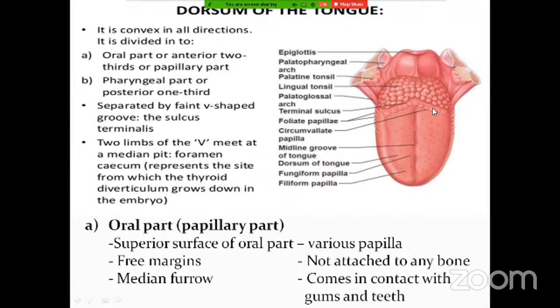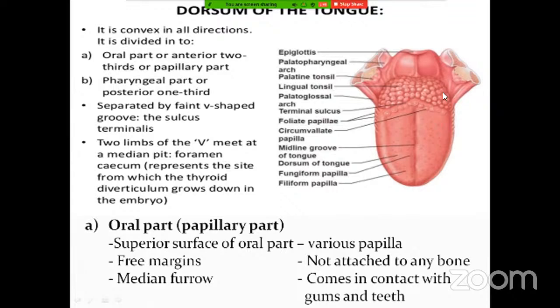This is the oral part, the papillary part, which has filiform papillae, fungiform papillae, circumvallate papillae, and foliate papillae. This is all about the oral part or papillary part.